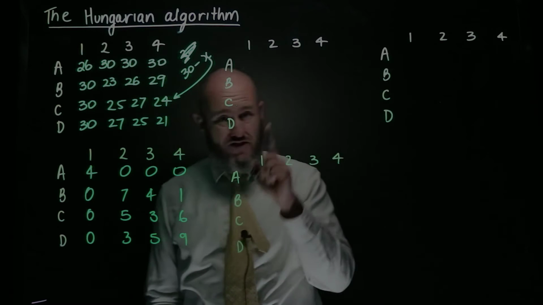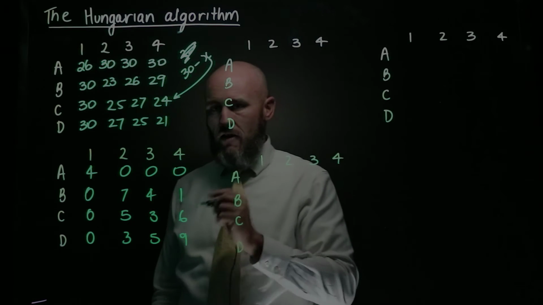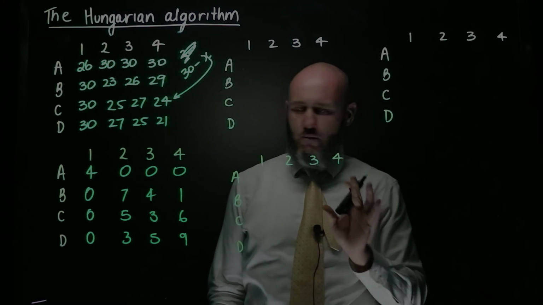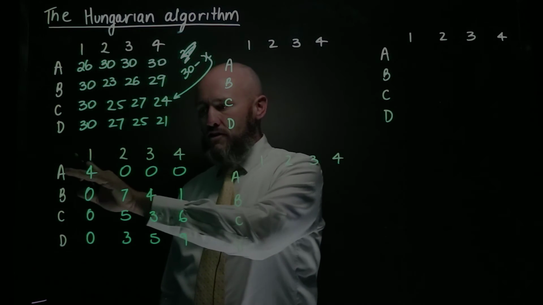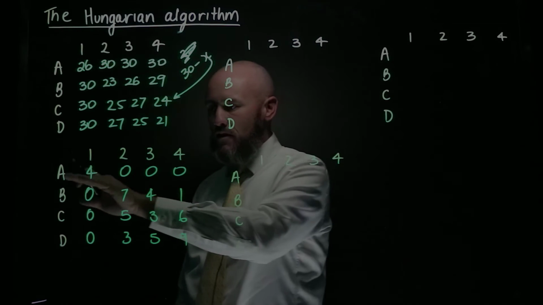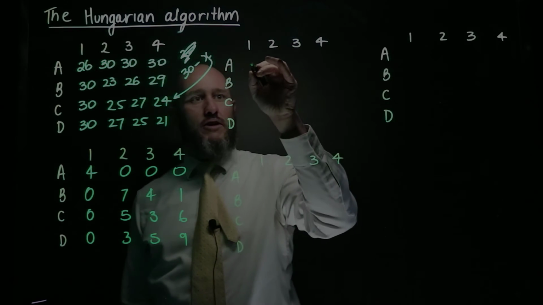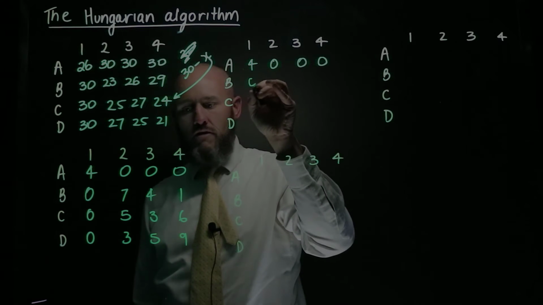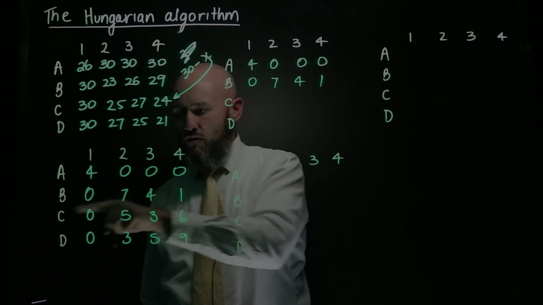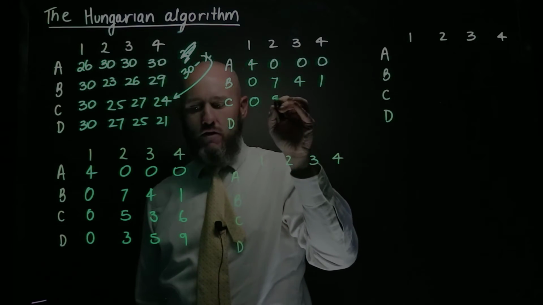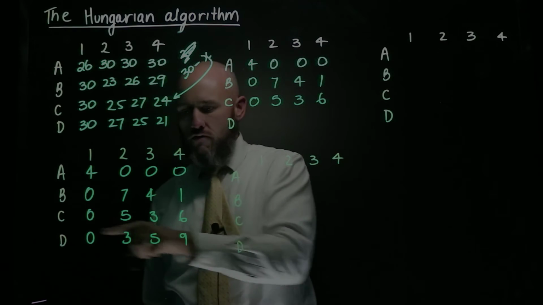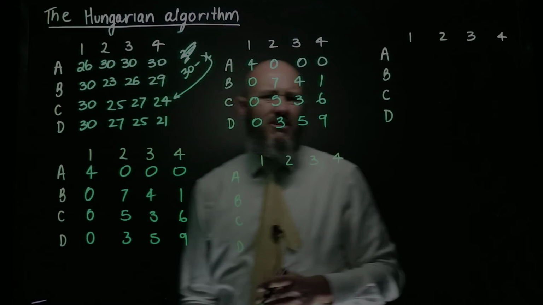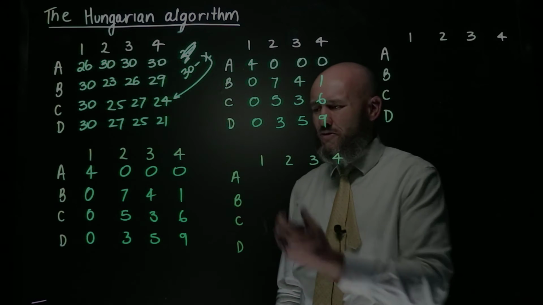So let's do this. Step 1, row reduction. Now, I'm going to show you that we can skip step 2 because I'm feeling a bit lazy and I have limited space. So, row reduction first. Row A, it's got a 0 in it, which means that I take away 0 from everything, leaving me with the same row. Row B has a 0 in it, same thing. 0, 7, 4, 1. Row C, 0 in it. 0, 5, 3, 6. Row D, 0 in it. 0, 3, 5, 9.